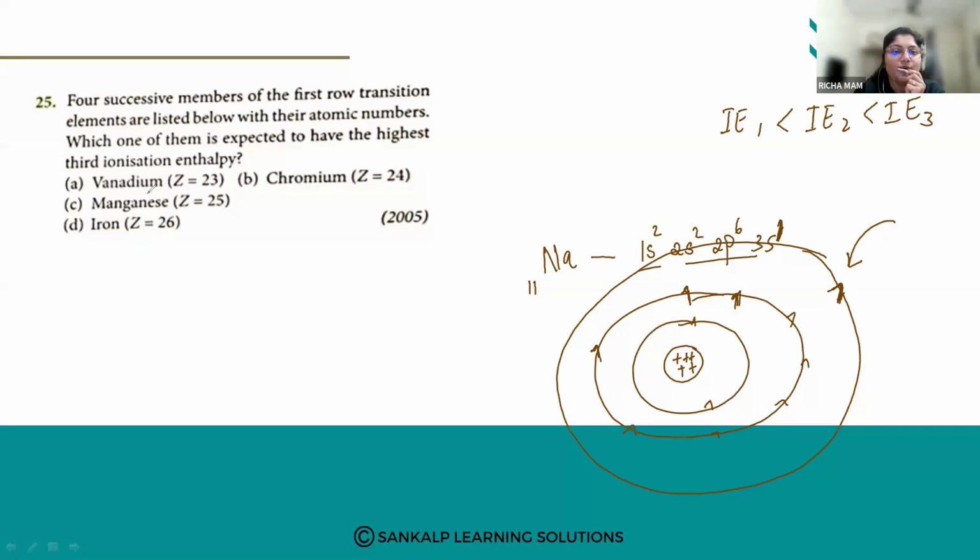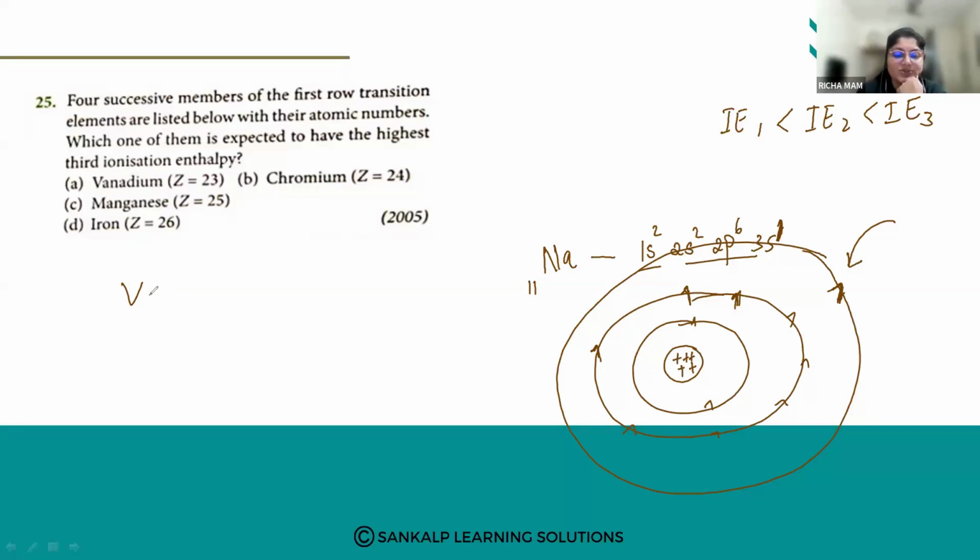Now what they have asked: four successive members of the first transition elements are listed. Which are those? Vanadium, chromium, manganese and iron. Which will have the highest, they have asked. Lubna and Shivaruni have answered it as C. What about others? So now all the atomic numbers are given, so try to analyze this. I have told you the meaning of ionization enthalpy.